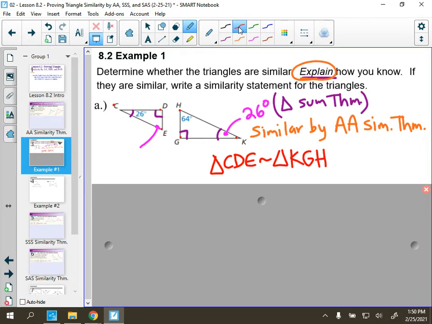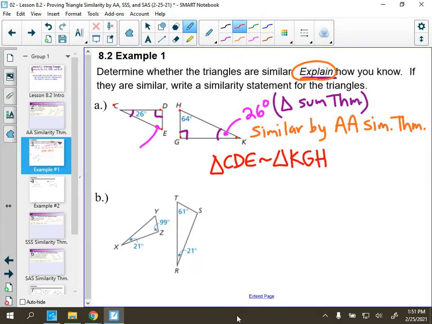Okay, so that's the last part. That's my similarity statement for the triangles. Right. So could it be worse? Probably. The 2-column proof where I'm asking you to justify everything. Really, the only thing to justify there was the triangle sum theorem, which is how we came up with that 26. All right, let's look at part B.